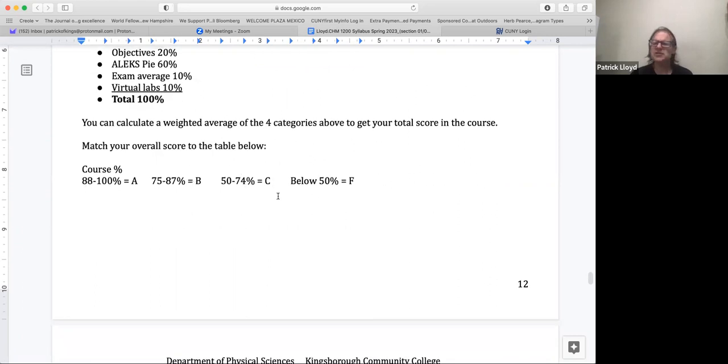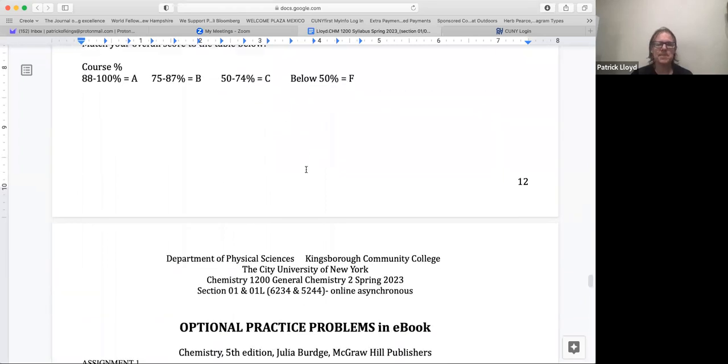The grading is done with these percentage breakdowns. There's no plus minus involved here. It's just A, B, C, or F. 88 and above is an A, 75 to 87 is a B, and then 50 to 74 is a C. Below 50% is an F, okay?